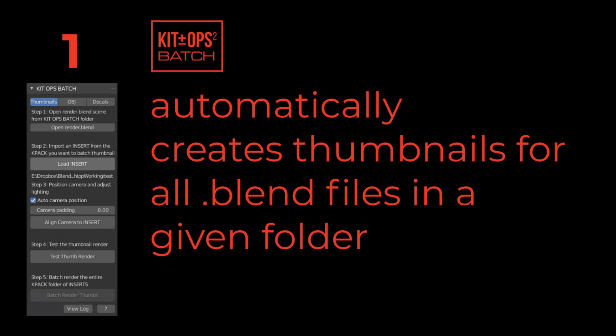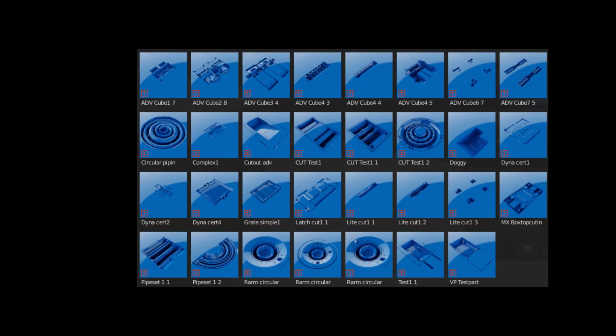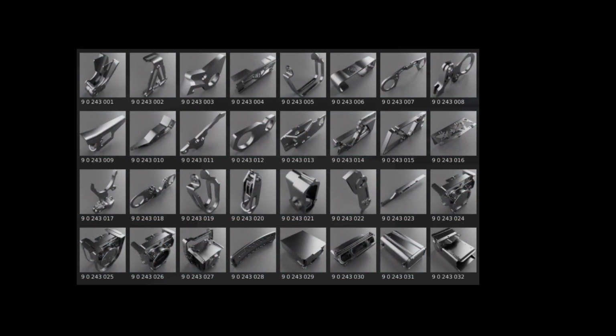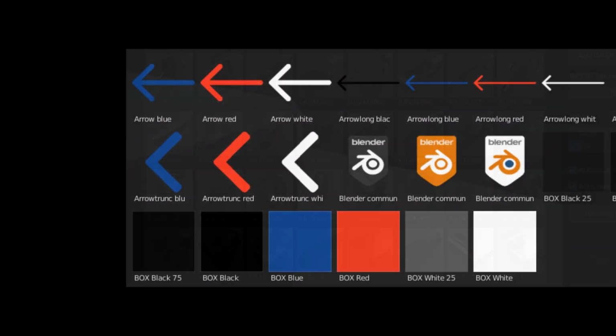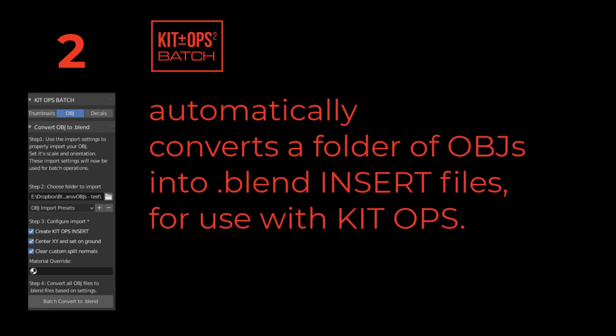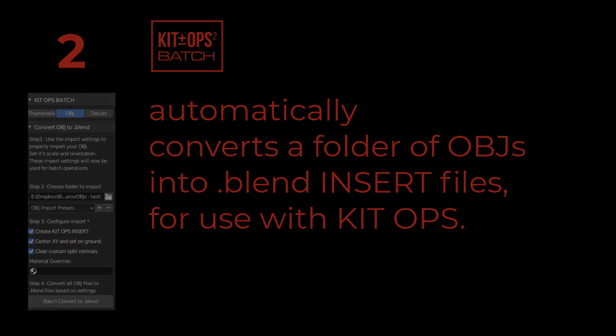Number 1, it will automatically create thumbnails for a whole folder of KitOps inserts. Doesn't matter if you have 10 or 100, Batch will generate all the thumbnails based upon how you set it up. And number 2, it'll automatically convert a folder of OBJs into KitOps inserts.